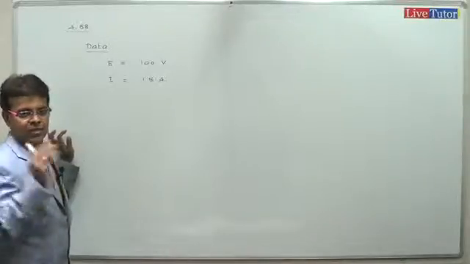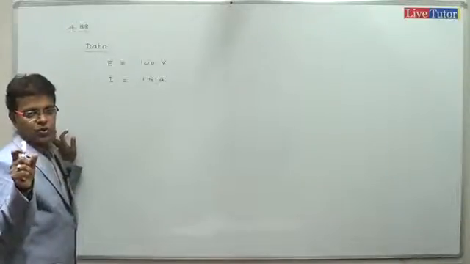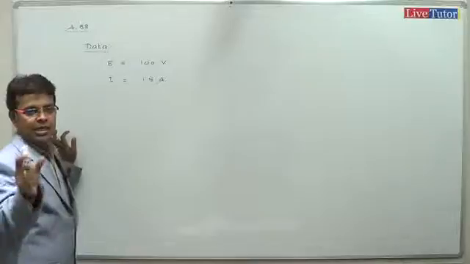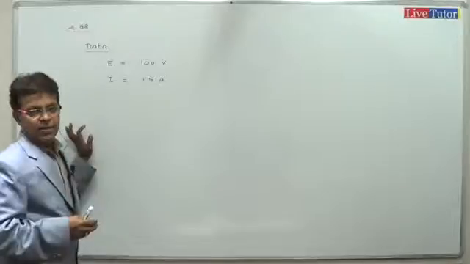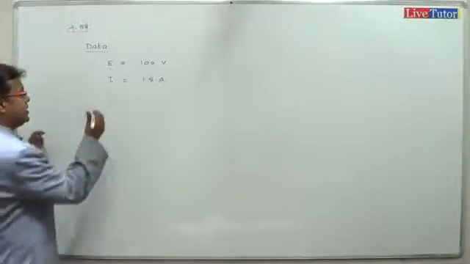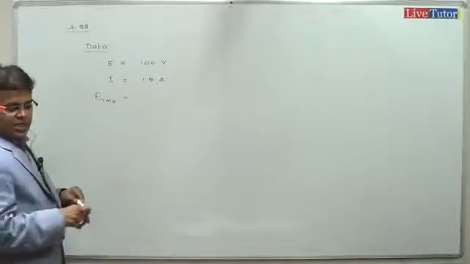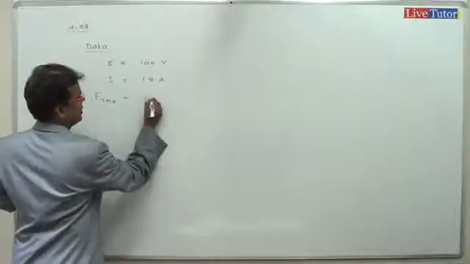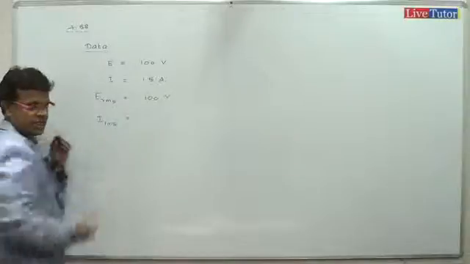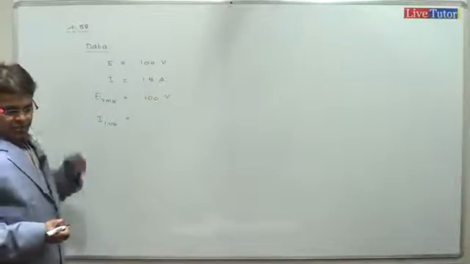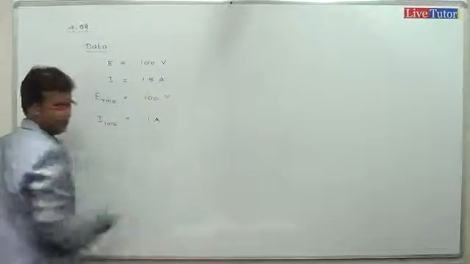So when it is given as AC source, we know that the current and EMF of AC source should be taken as IRMS and ERMS. It cannot be taken as it is, what we are getting in the DC source. So ERMS is given as 100 volt again, and similarly IRMS is given as 1 amp. For DC it is 1.5, for AC it is given as 1 amp.